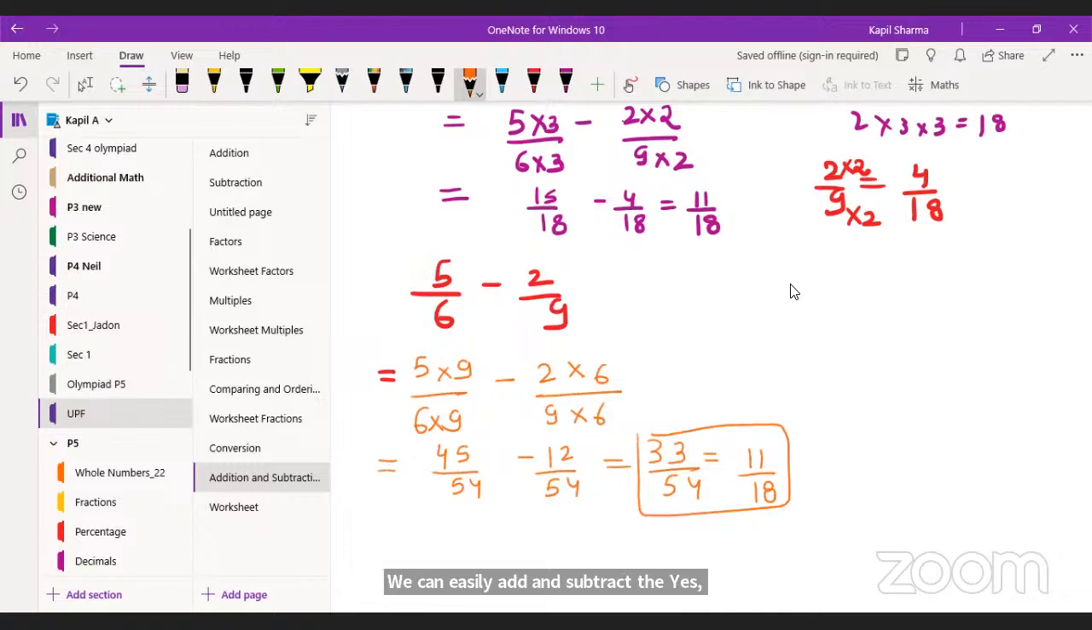Yes, Devika, is this clear? Others? Any questions? Devika, are you there? Okay, fine.